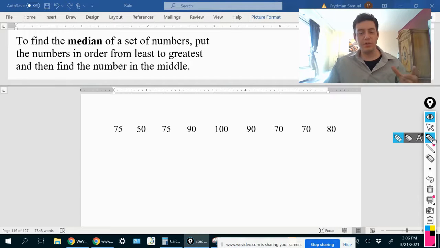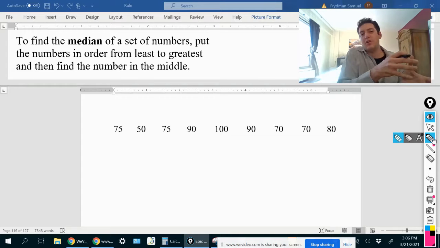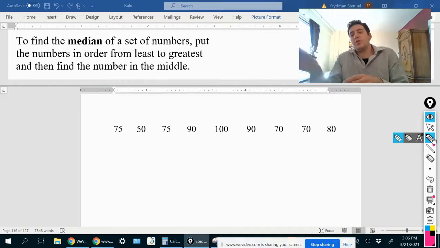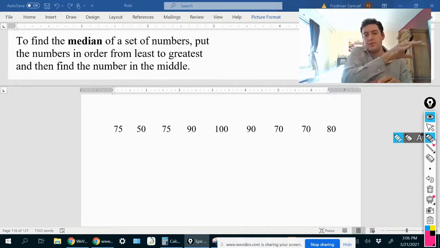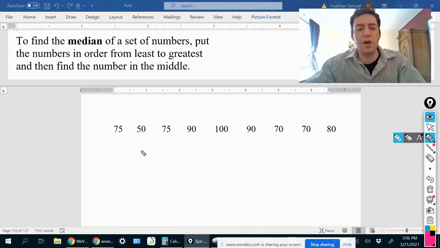You don't have to do that for the mean, because if you're just adding the numbers up, then it doesn't matter which order you add them up in. It doesn't matter if you add the smaller numbers first and then the large numbers, or you take a small number, then a large one, then a small one, then a large one. If you were adding the numbers up for the mean, the order that you add in does not matter. But for the median, we have to put the numbers in order from least to greatest first. You could also do it from greatest to least, but I'm just going to do it from least to greatest.